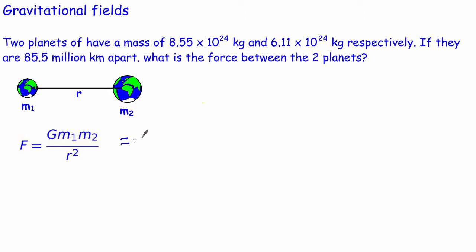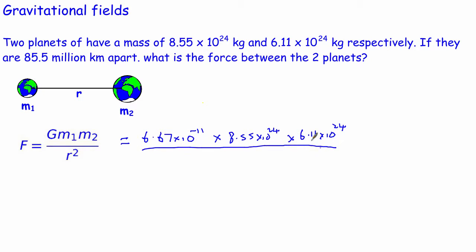Well, G, as we saw before, was 6.67 times 10 to the minus 11. Multiply it by the mass of the first planet. Well, we'll take this as the mass of the first planet, so 8.55 times 10 to the 24. Multiplied by the mass of the second planet, which is this here, so 6.11 times 10 to the 24. And then we divide it by the distance squared.